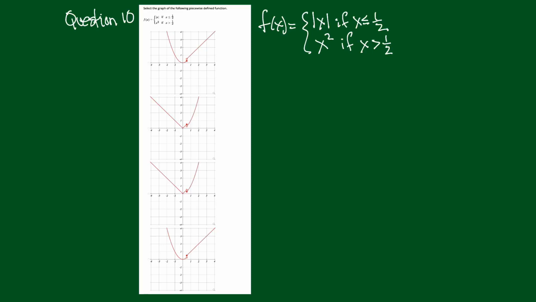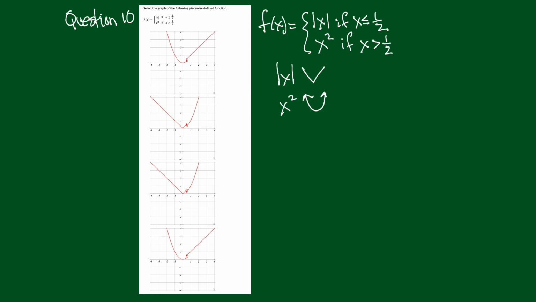Question 10, these functions are a little bit too small, so I just rewrote them over here. So what we're supposed to do is select a graph of the following piecewise defined function. Now I've got two functions here. There is the absolute value function, which we know is that v-shaped function, and the x squared function, that's this parabola.